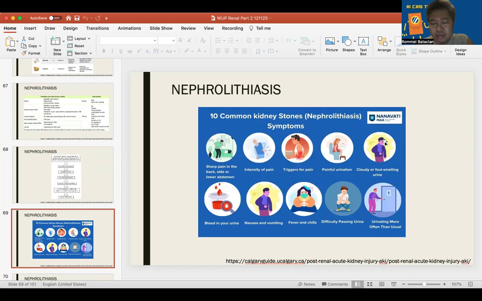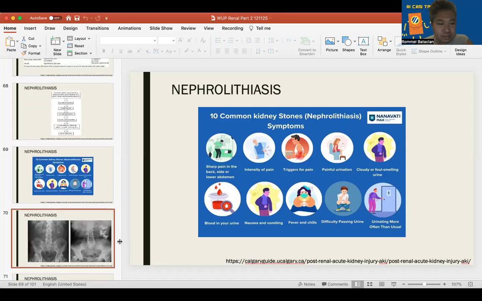urination. If it is complicated with urinary tract infection, it could be cloudy or have foul-smelling urine. It would also present with either gross or microscopic hematuria. In complicated cases, it could be associated with nausea and vomiting, fever and chills, and difficulty passing urine if there is already significant obstruction.